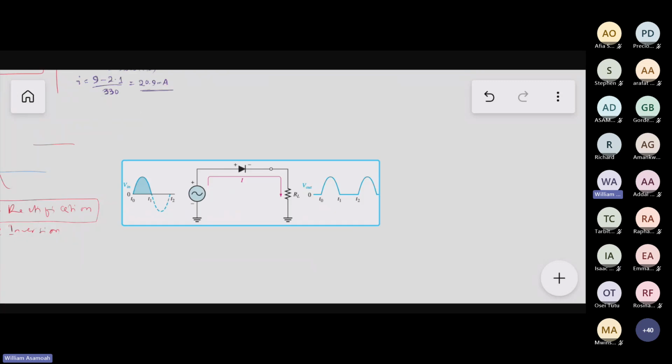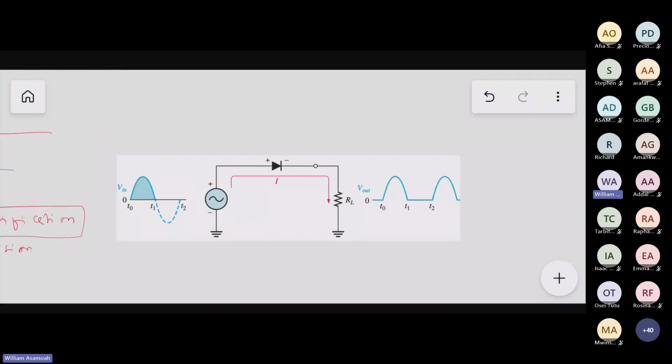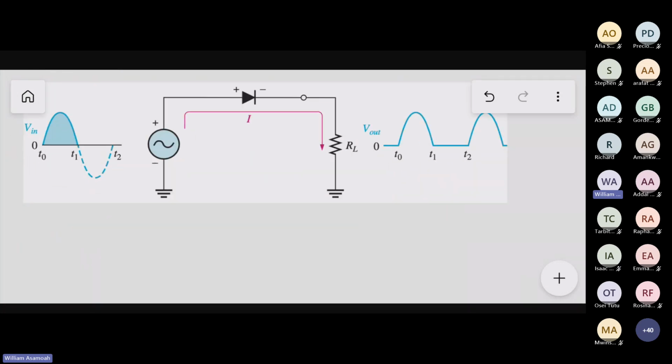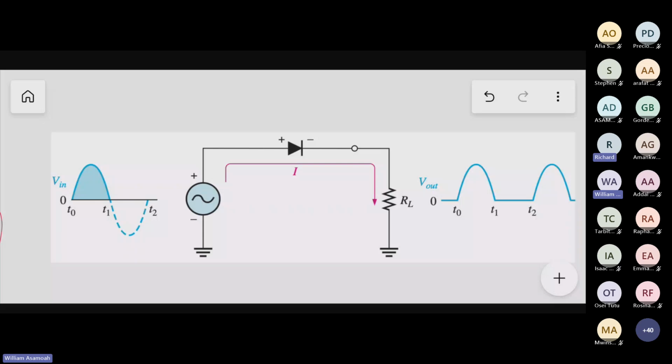So when we connect a diode, you see somebody saying, if you printed it colored for us, then you pay 200 cedis.